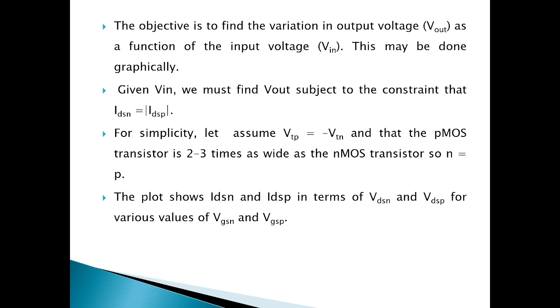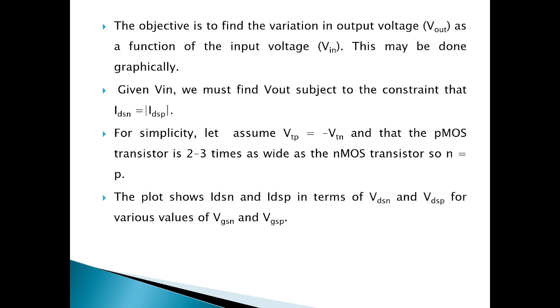For simplicity, we can assume that the threshold voltage for PMOS and the threshold voltage for NMOS are equal in magnitude, since it is an inverter. If one is positive, the next one will be negative. Assume that the PMOS transistor is 2 to 3 times as wide as the NMOS transistor. So we have N equal to P.